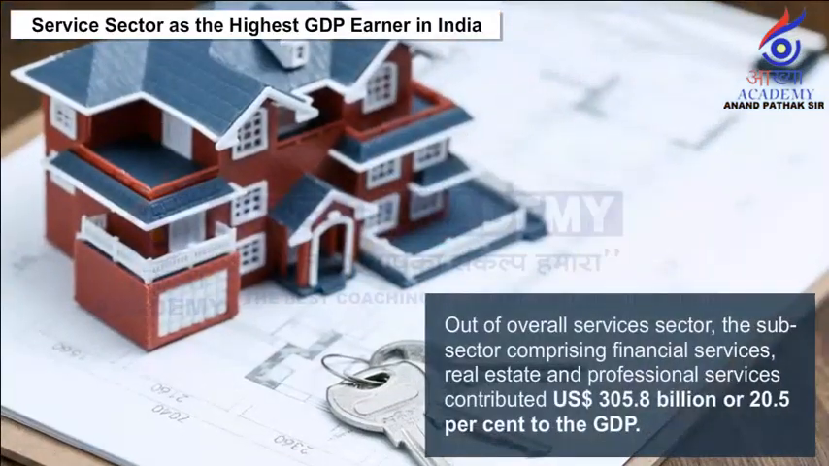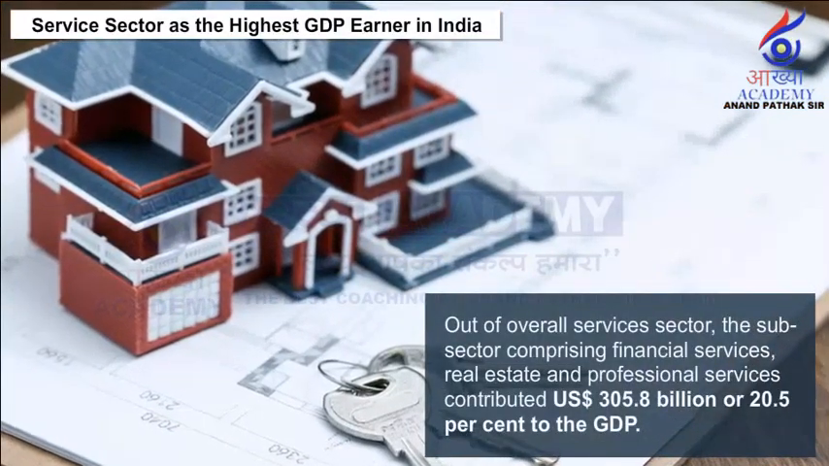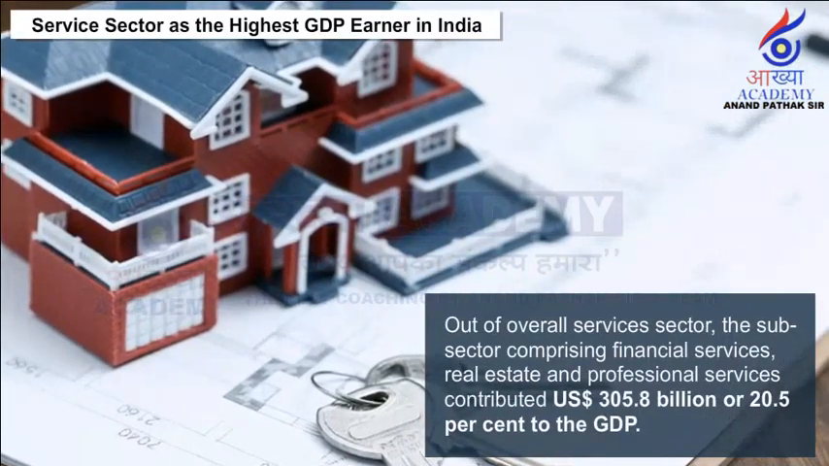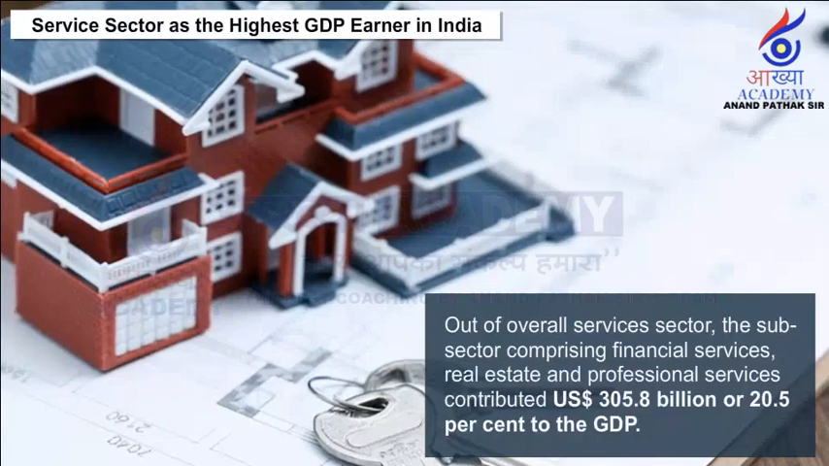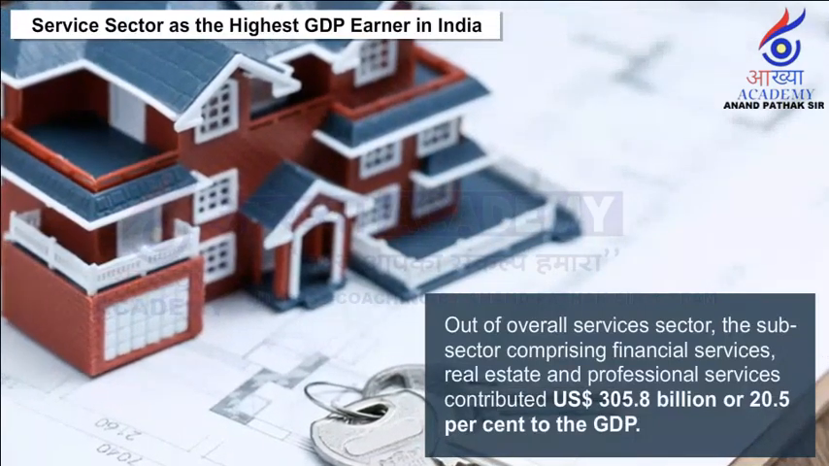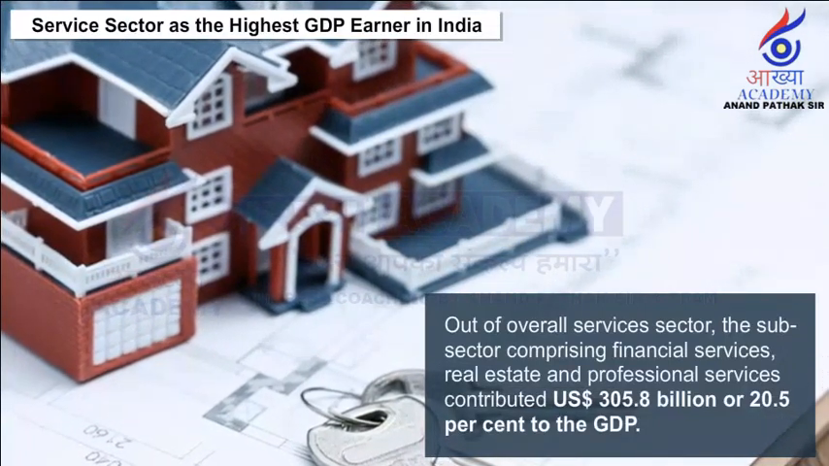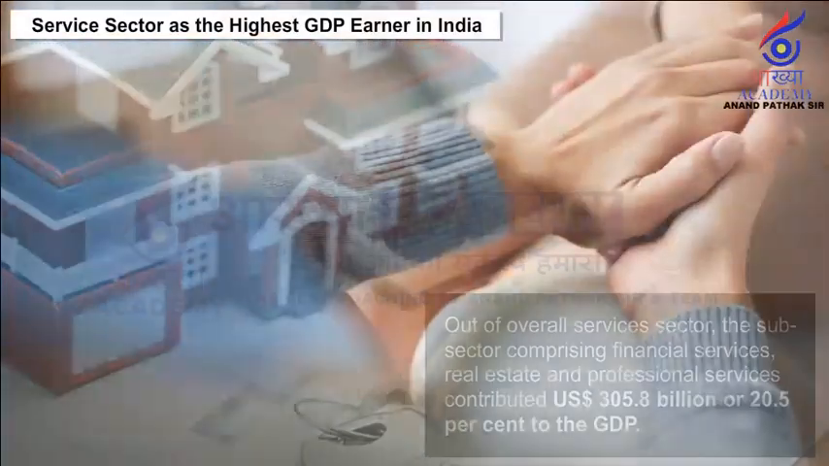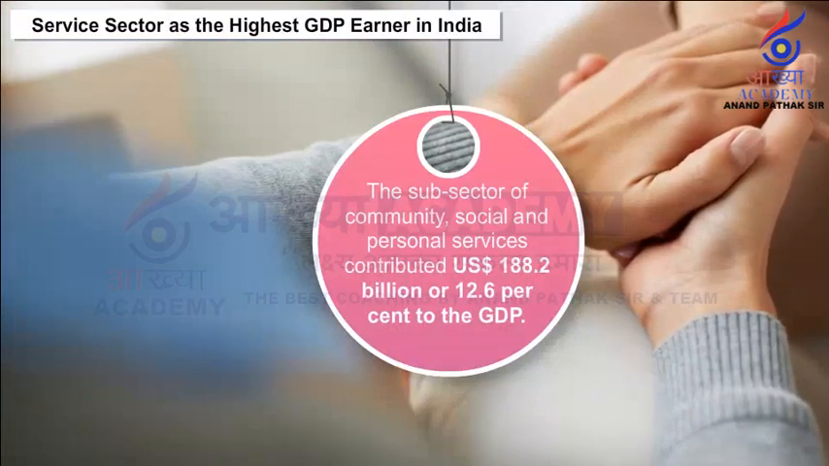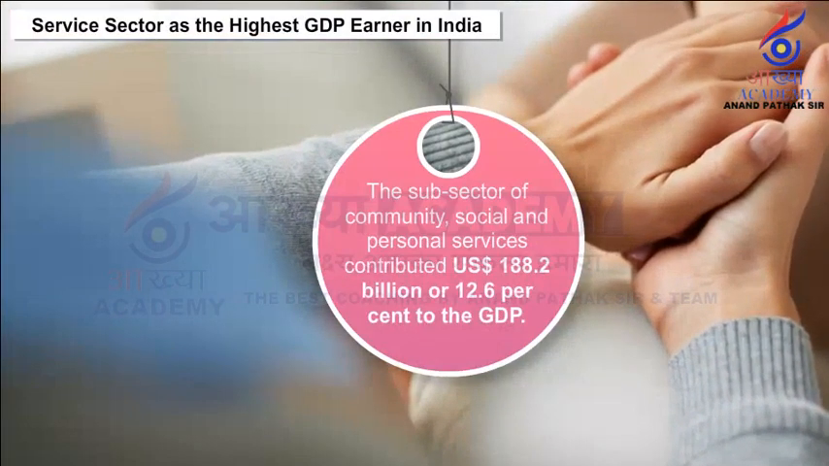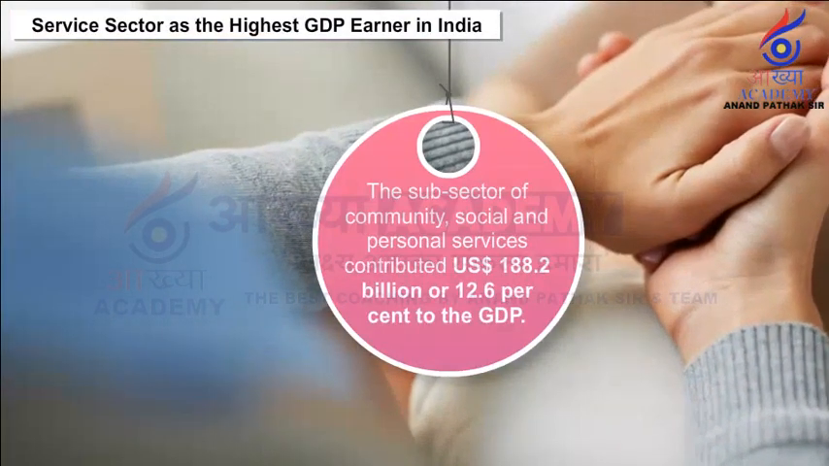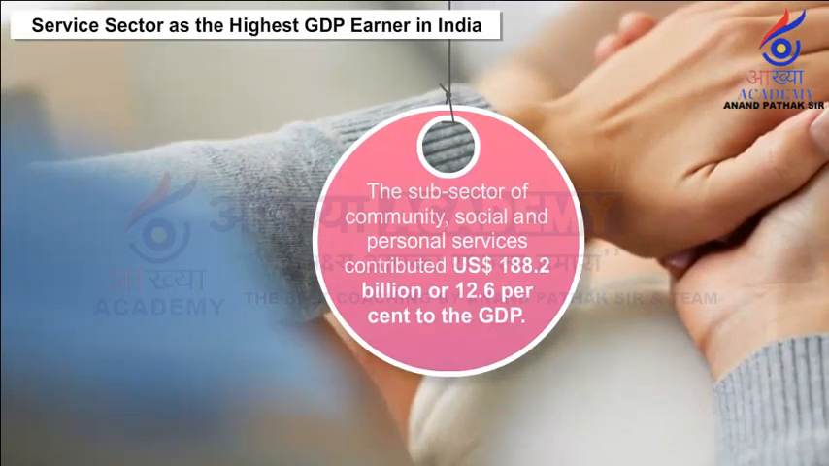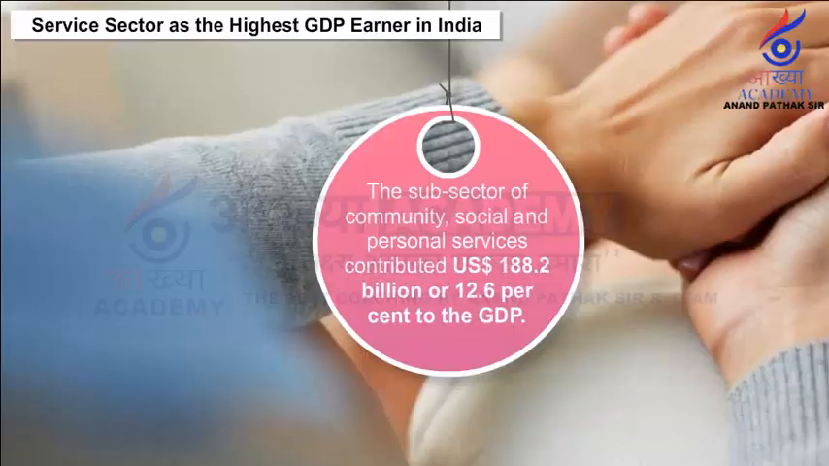Out of the overall services sector, the subsector comprising financial services, real estate, and professional services contributed US$305.8 billion or 20.5% to the GDP. The subsector of community, social and personal services contributed US$188.2 billion or 12.6% to the GDP.